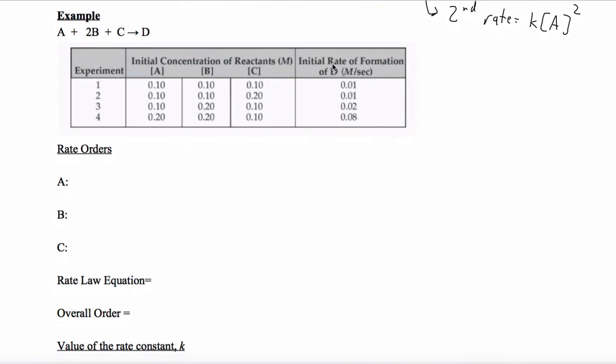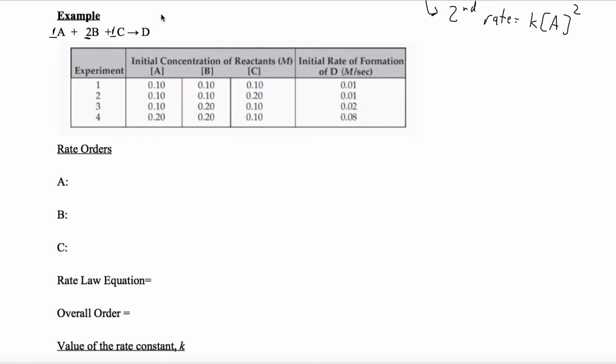So we have this example reaction. A plus 2B plus C goes to D. First off, the coefficients here are not always the orders. Sometimes they are. Meaning, this does not mean that A affects the rate of the reaction in a first order fashion. This does not mean that B affects the rate of the reaction in a second order fashion. And this does not mean that C affects the rate of the reaction in a first order fashion. What we have to do is an experiment.